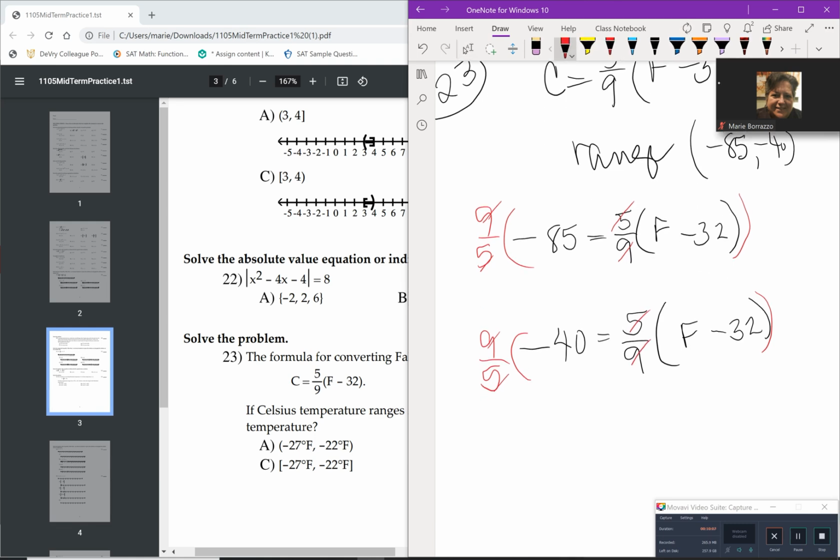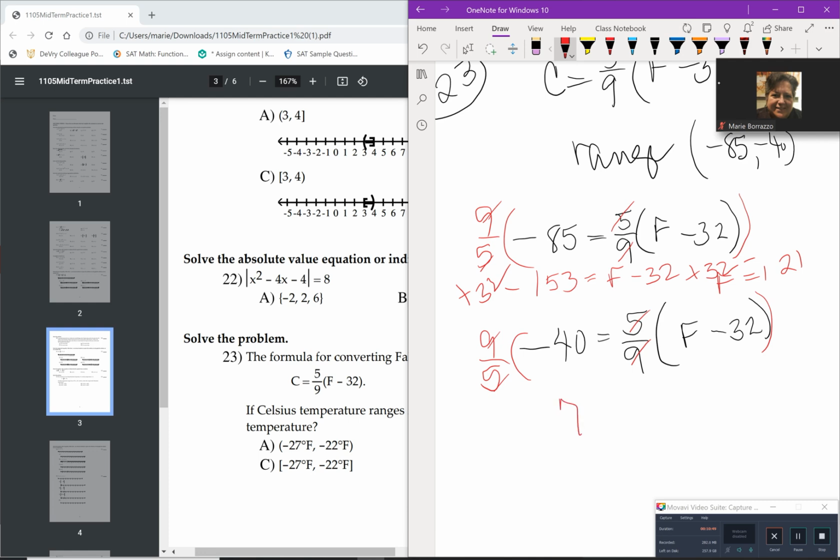5 goes into 85. Let me use my calculator just to make sure, because I'm having a fuzzy day today. So if I take 85 and divide it by 5, 17, and 17 times 9, that's 153. So I have negative 153 is equal to Fahrenheit minus 32, and I'm going to add 32 on both sides. So if I add those two together, I end up with Fahrenheit equal to negative 121 for the high end. And here I'll continue this.